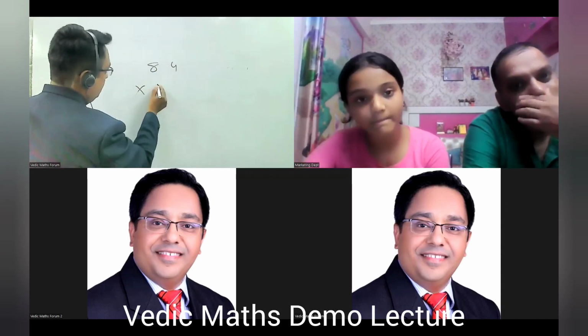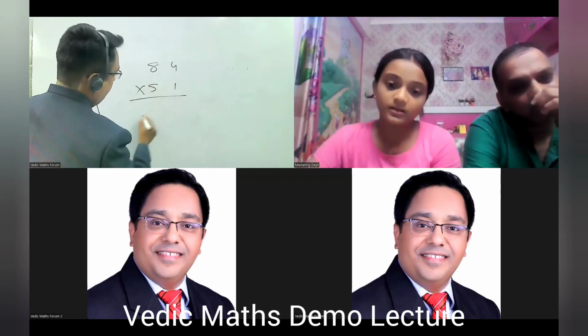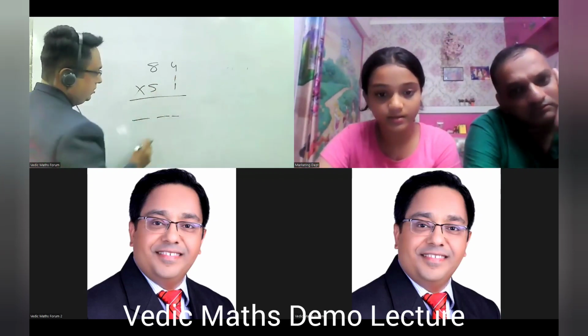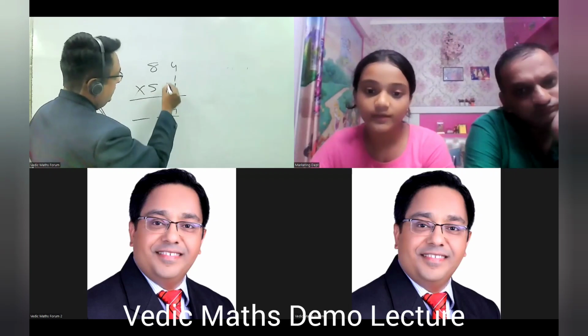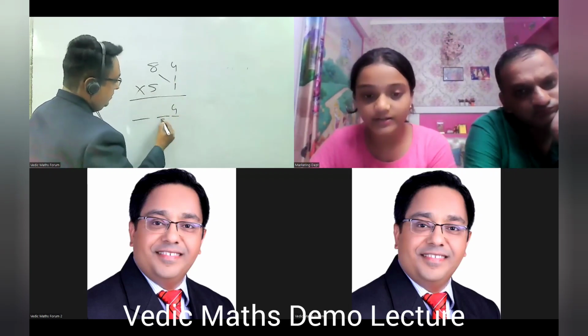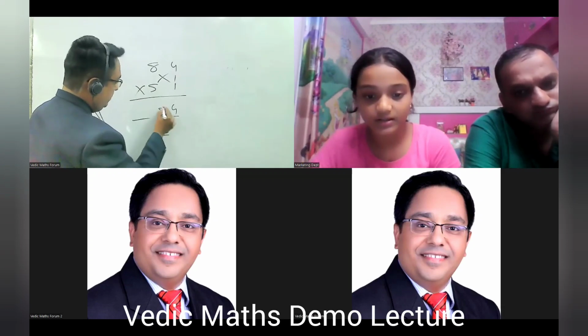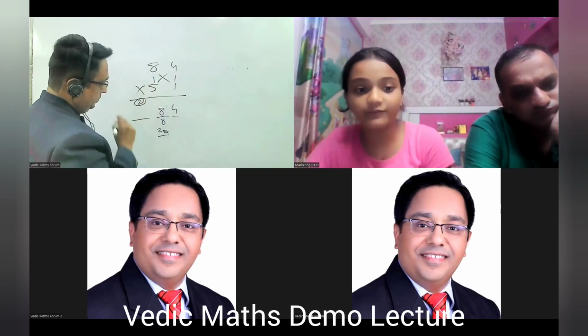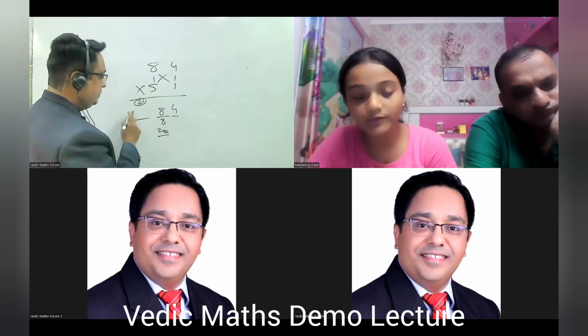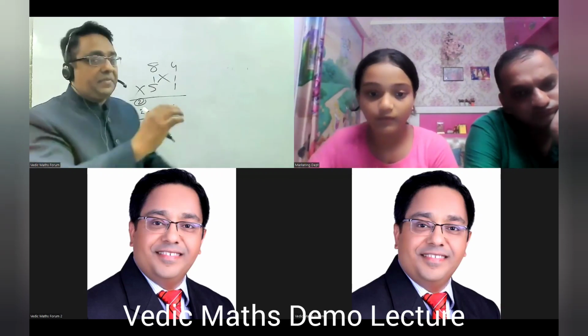Next example: 84 into 51. Now tell me, 4 ones are 4. 8 ones are 8. 5 fours are 20, plus 8, 28. 8 fives are 40, plus 2, 42. So the answer is 4284. Super. Excellent.